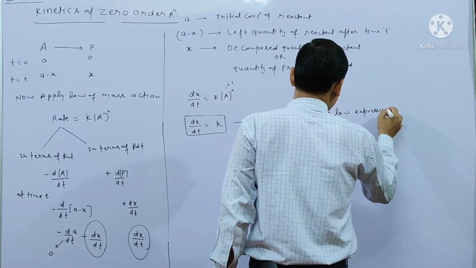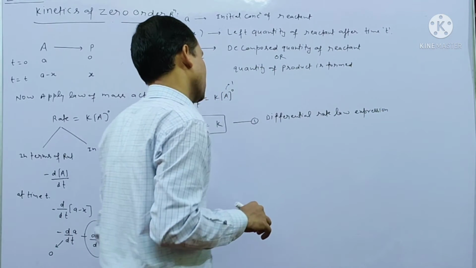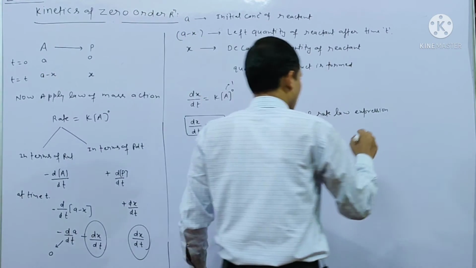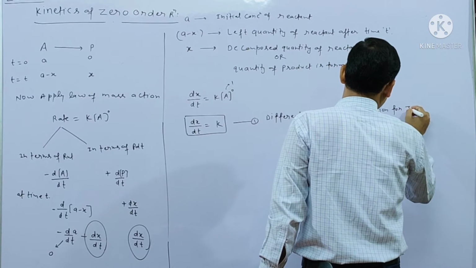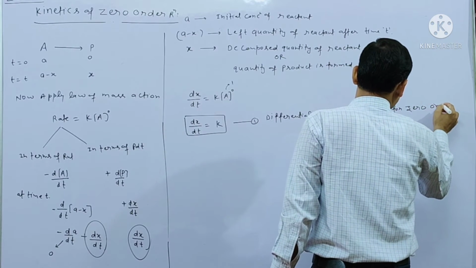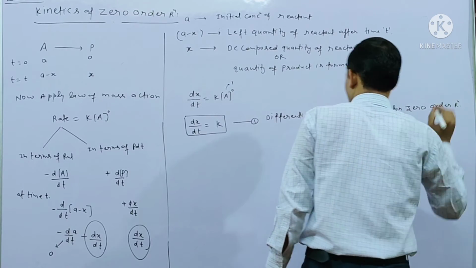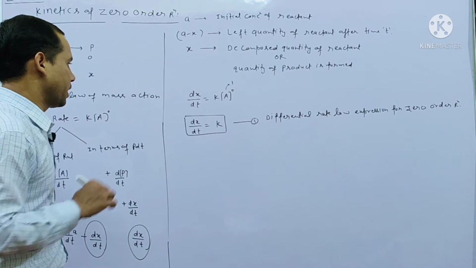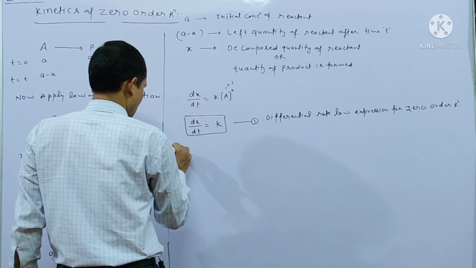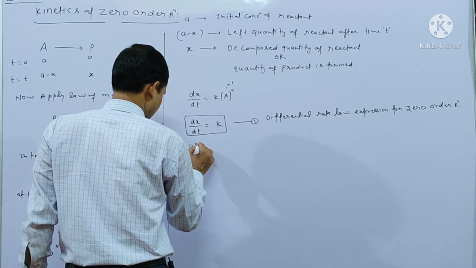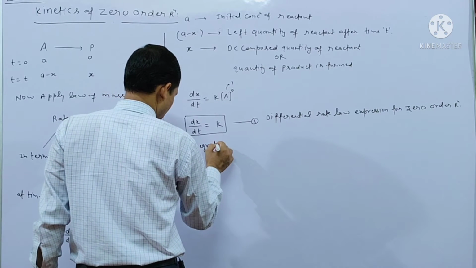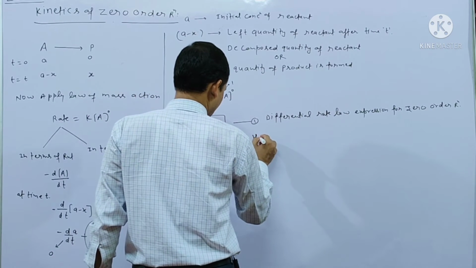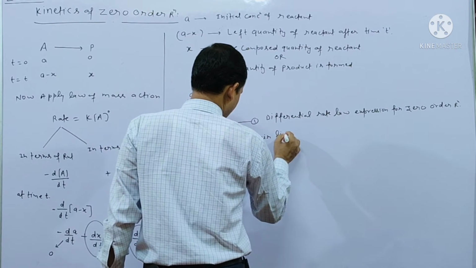Differential rate law expression, DRL. So we can just put DRL: the differential rate law expression for zero order reaction. Now, if we integrate this with proper limits, what will we get?